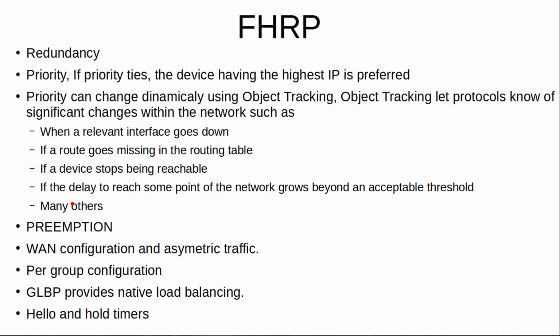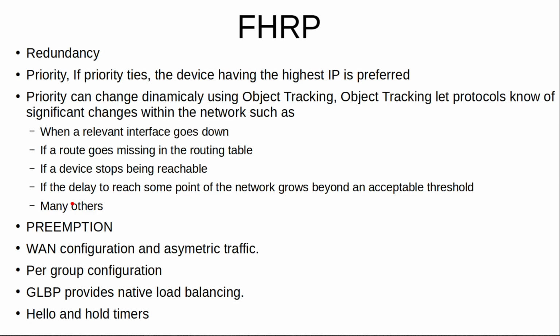Another example, for instance, if your WAN link becomes too slow, it offers you high delays, you might want to move your default gateway operation to a different device that has a more efficient WAN link. Let's talk about preemption.